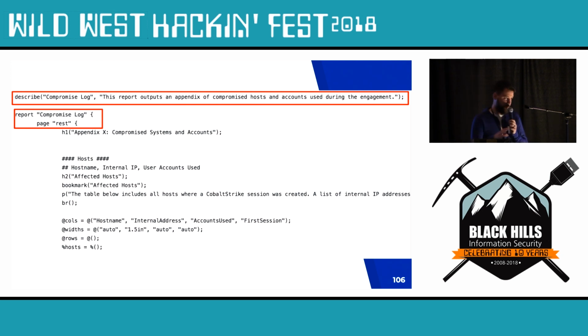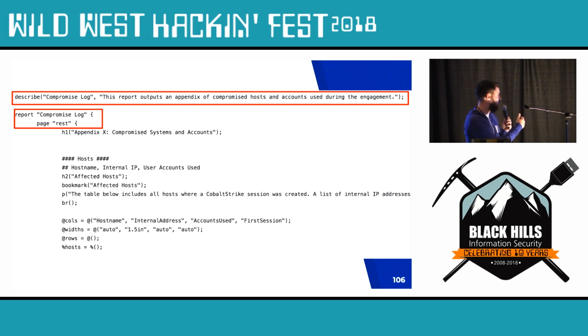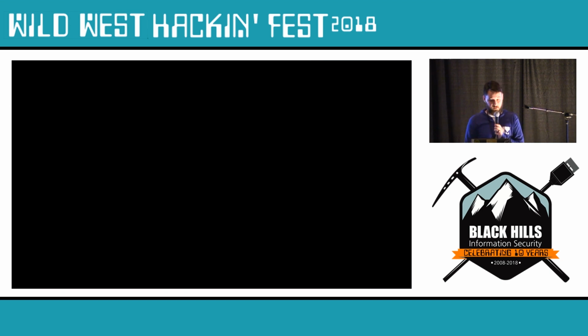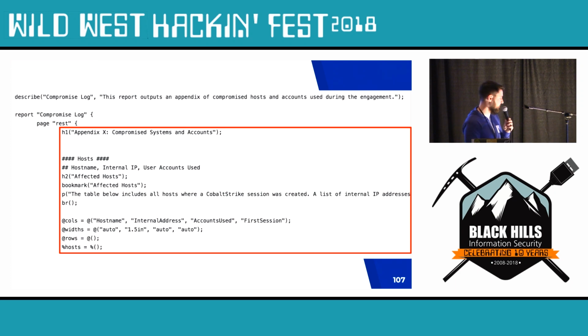Here you can see there are some quick commands that deal with reporting with Aggressor. Describe is just going to describe the report, what it is and what it details. Then you actually get into the report function: the name of the report, the page. You can see there are headers there, you can make it a bookmark, and you can define arrays for what you want the actual report to say, which is what this next piece is.